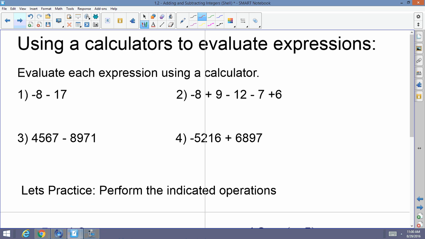So on your calculator, hit the little negative sign with the parentheses, and it says negative 8, now go minus 17. Now you know that the signs are the same, so you're going to add and keep the sign. So that's going to be negative 25. Okay, for number 2, just follow exactly what's written down. Don't be a hero. Follow your calculator the way it's written down. So the negative sign, not the minus sign, negative 8 plus 9 minus 12 minus 7 plus 6 will equal negative 12.